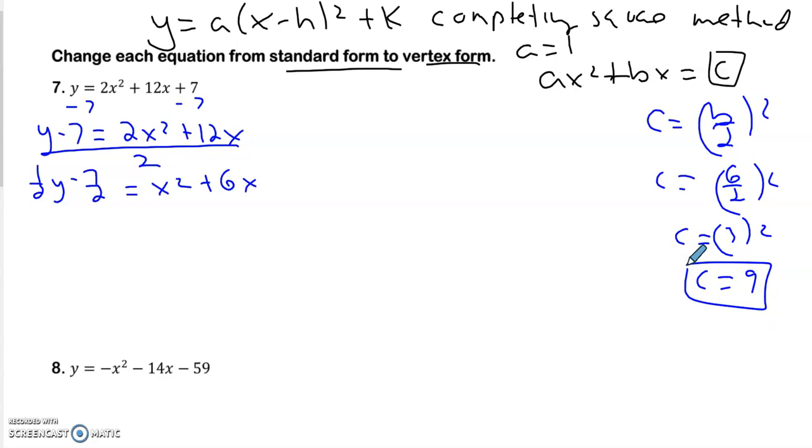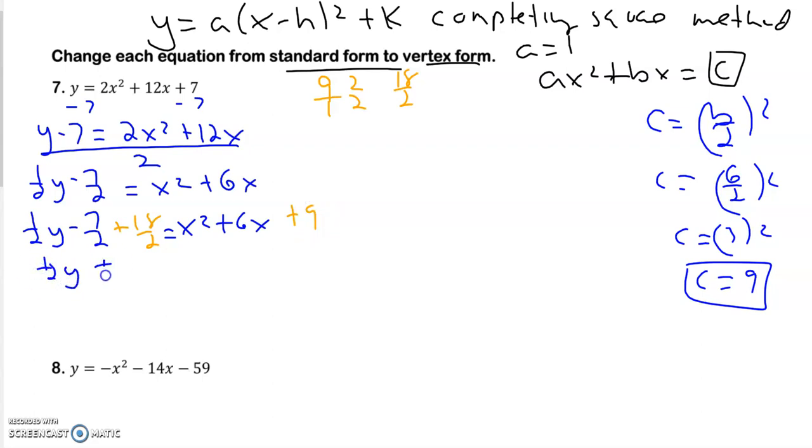I consider my 9 to be my magic number. So I'm going to come over here and I go 1 over 2 y minus 7 over 2. But if I add 9 to that, it's not going to work because we need to get a common denominator, which I would multiply by 2 and I would have 18 over 2. So I'm going to put 18 over 2. Then I'm going to do x squared plus 6x equals, and then I'm going to put my magic number 9 on both sides. Then I'm going to do 1 over 2 y, and then I'm going to get plus 11 over 2 equals, and then I'm going to put in (x plus 3) squared.